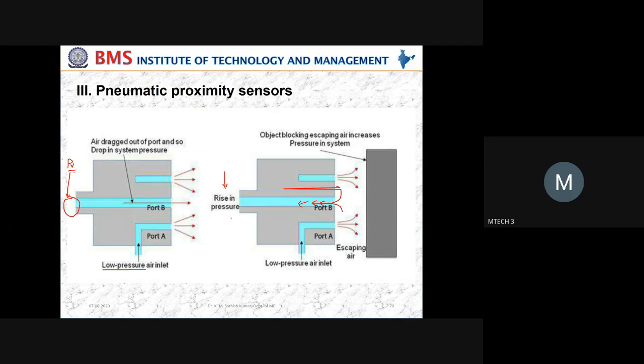Now I will do one more thing. I will bring this object very close like this. Okay, I will block. When I close this object like this, or when I bring the object very near to the port, what is going to happen to the pressure? Will the pressure increase more than before, or will the pressure reduce? It increases more. Now, what is the inference that you can draw from here?